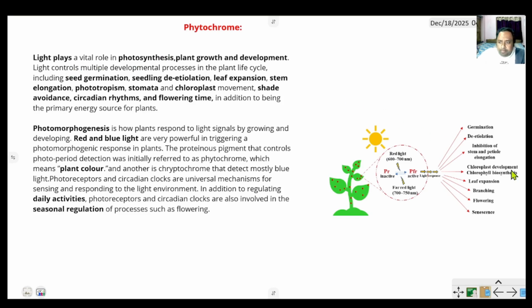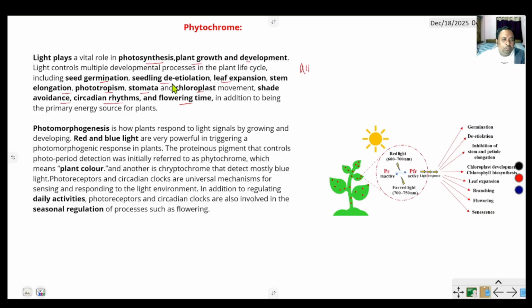Light plays a vital role in plants for developing different physiological processes like photosynthesis, plant growth and development, and other factors like seed germination, seedling deetiolation, leaf expansion, stem elongation, phototropism, stomata, chloroplast movement, shade avoidance, circadian rhythm, and flowering. All these processes are regulated by light.